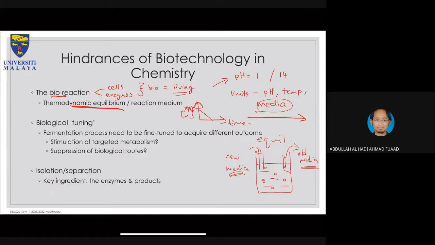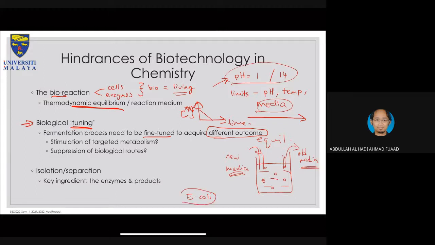Okay, now second one. If you were to use cells and enzymes, there's a lot of tuning that needs to take place. What do I mean by tuning? When you're talking about a reaction, you need to have a specific pH. So when you are talking about biological tuning, it needs to be fine-tuned to get a different outcome. Say, for example, if you are using a cell, a bacteria called E. coli. This is a very general bacteria. Escherichia coli is a very commonly used bacteria in the biotechnological field.